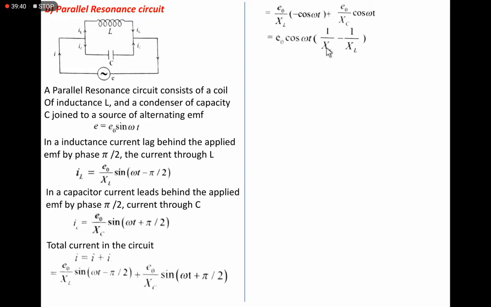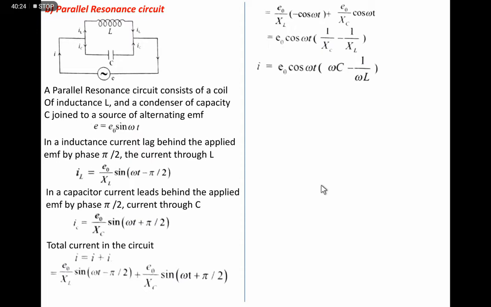If we use the value of capacitive reactance in this equation, it is 1 by omega C. Remember, XC is 1 by omega C, so 1 by omega C will be in the numerator. So this becomes omega C, and XL is equal to omega L, so write 1 by omega L. Again, the equation for the current is I is equal to E naught cos of omega t, bracket omega C minus 1 by omega L.